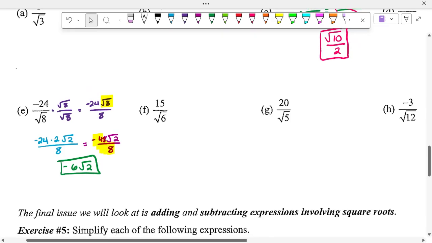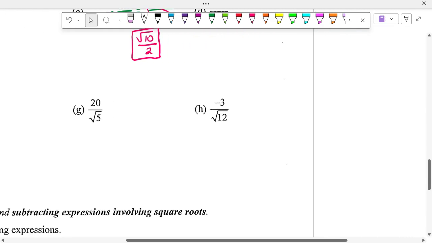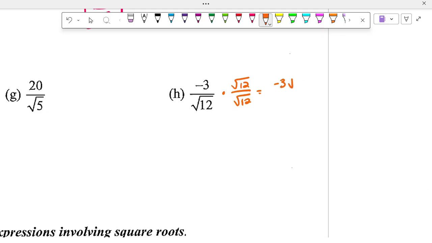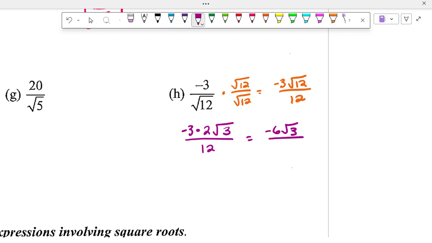All right, let's try one more. Try letter H on your own. Make sure it's fully simplified. Now, if you have NumWorks calculators, I only want you to use it to check your answer.